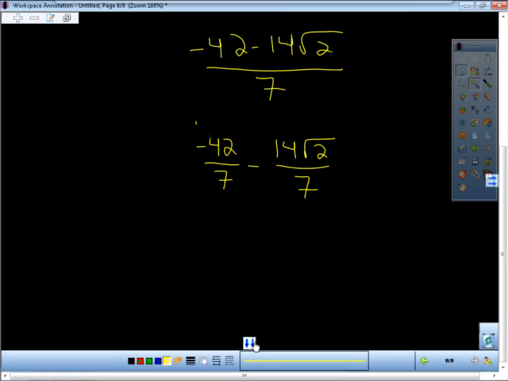The only reason we're doing that is to see if it simplifies further. Negative 42 divided by 7 is negative 6, minus 14 divided by 7 is 2. So I get negative 6 minus 2 root 2. Okay, so this really isn't a new concept. It's something we've done before, but we need to practice it some.